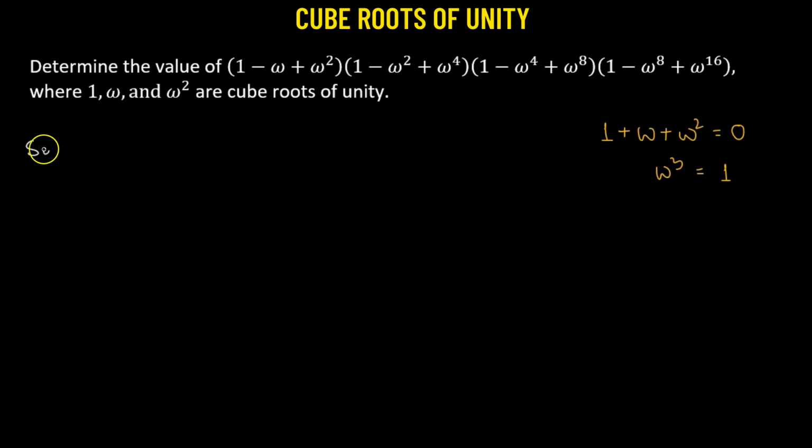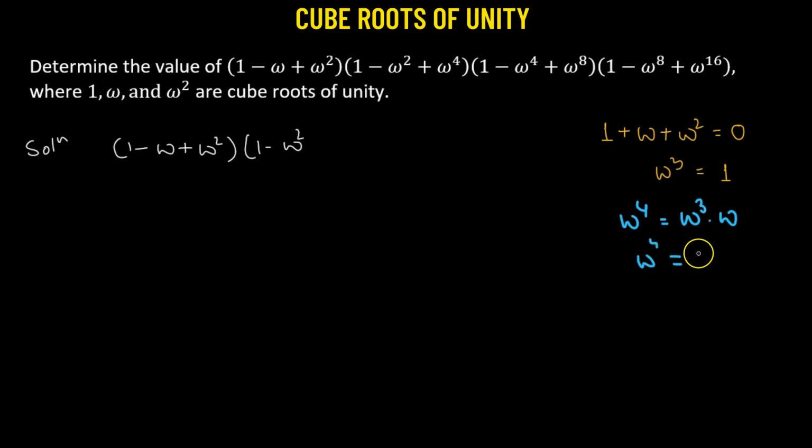So let's begin. Here we have 1 minus omega plus omega squared, multiplied by 1 minus omega squared. Now here we have omega raised to the power of 4. So let's try to find out the value of omega raised to the power of 4. That simply equals omega cubed times omega. Now omega cube, we know from the property, is equal to 1. So omega raised to the power of 4 will give us the value omega. Now that means we have 1 plus omega.